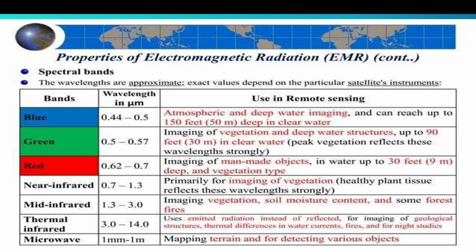Then we have microwave, that is from 1 mm to 1 meter, essential for terrain mapping and object detection even through clouds and during night time. So each spectral band plays a crucial role and has different uses in applications like vegetation analysis, water body study, soil moisture assessment, fire detection, etc.